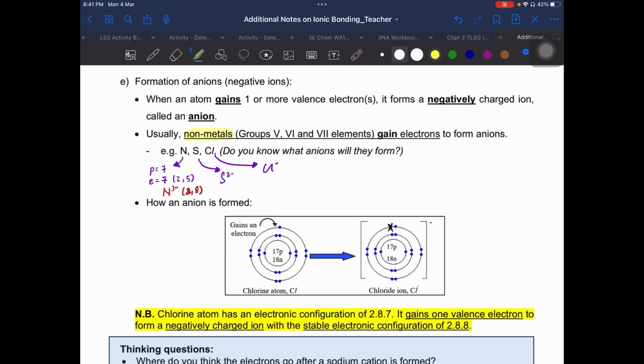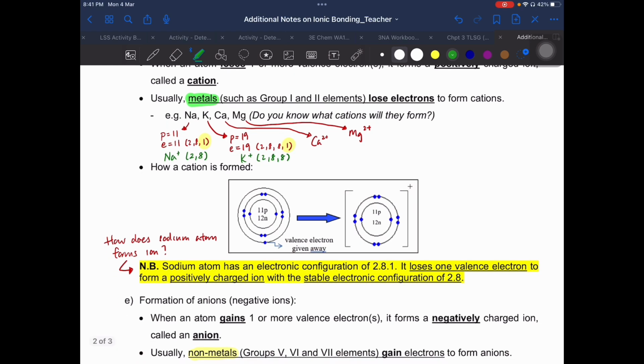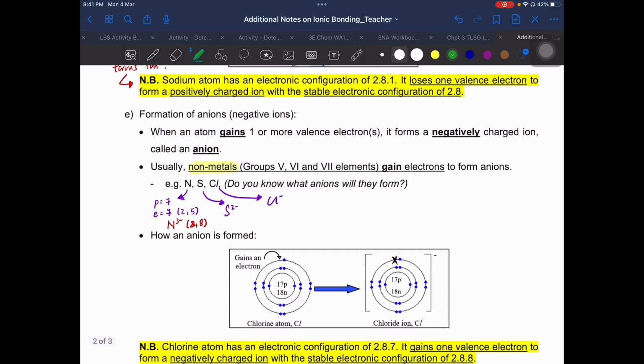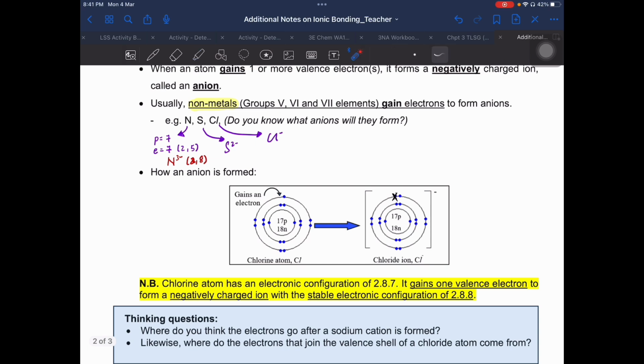Something I didn't mention at the start is that the ones that usually form the cation are usually metals. This brings you to the later part when we talk about bonding. In terms of drawing, because you gain an electron, you need to add in an electron, and we always use a different symbol. Over here I'm using a cross, because originally all my electrons are dots.